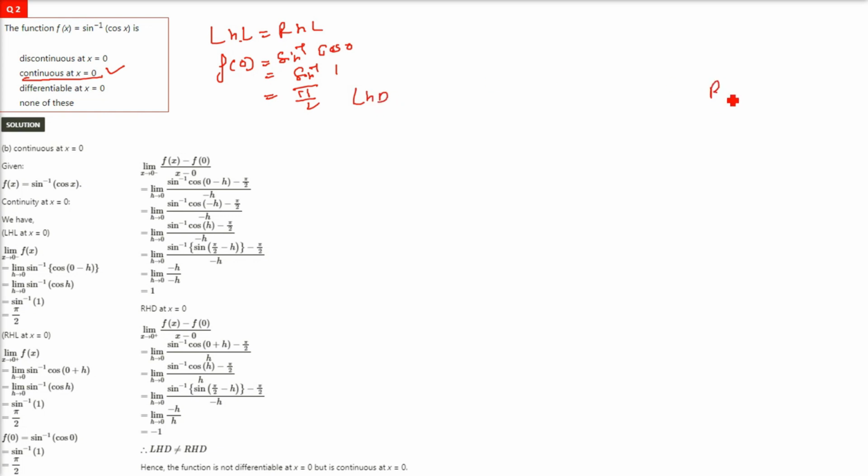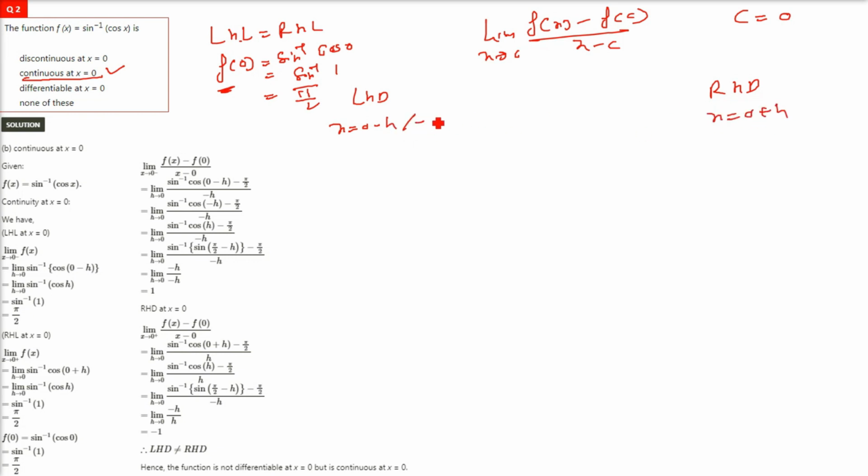So left hand derivative, right hand derivative. The function is f(x) minus f(c) by x minus c, limit x tends to c. So c is 0 here. It is already given, f(0) we have already found out, pi by 2, I am going to directly put in here. So this is x equals 0 minus h. This is x equals 0 plus h. That is negative h on left and positive h on right. So this is limit x tends to 0 minus, limit x tends to 0 plus.